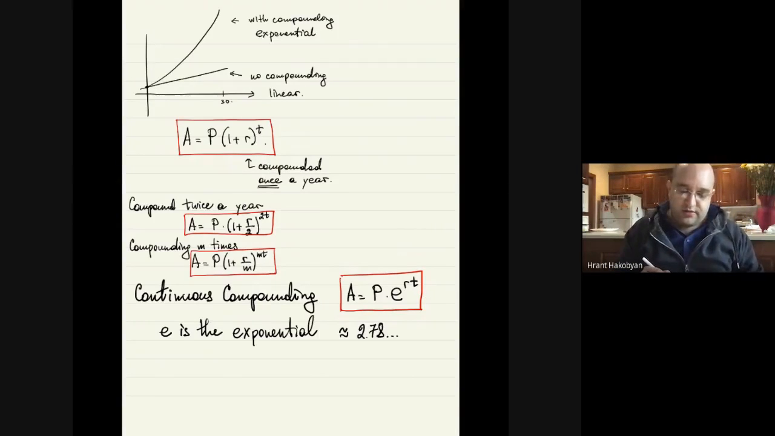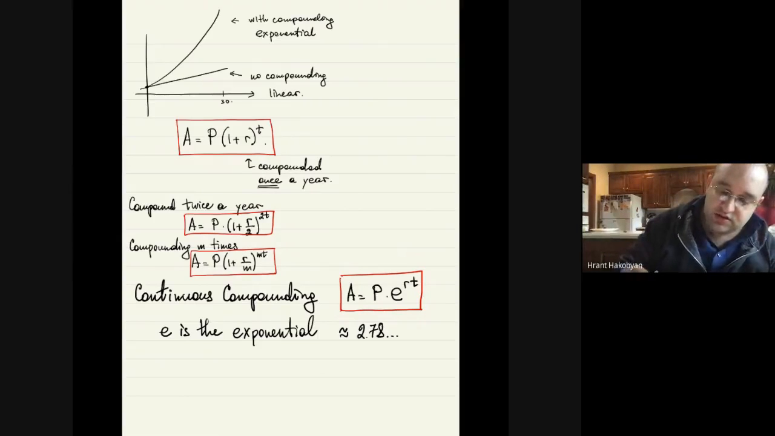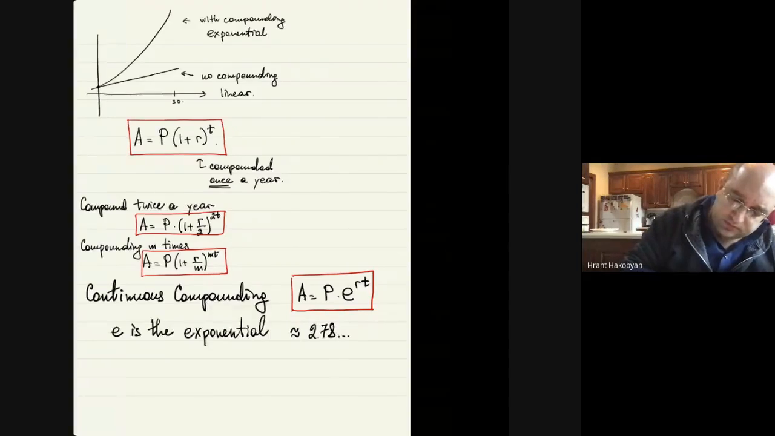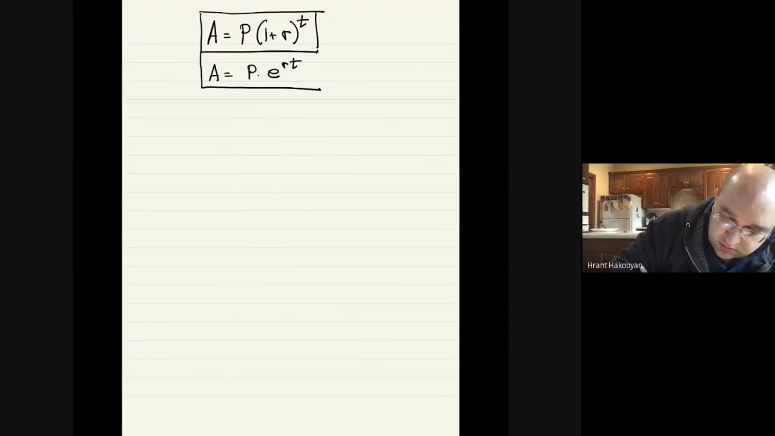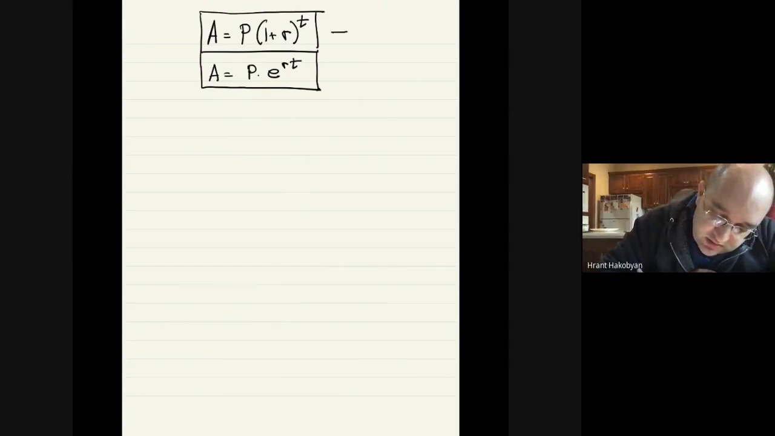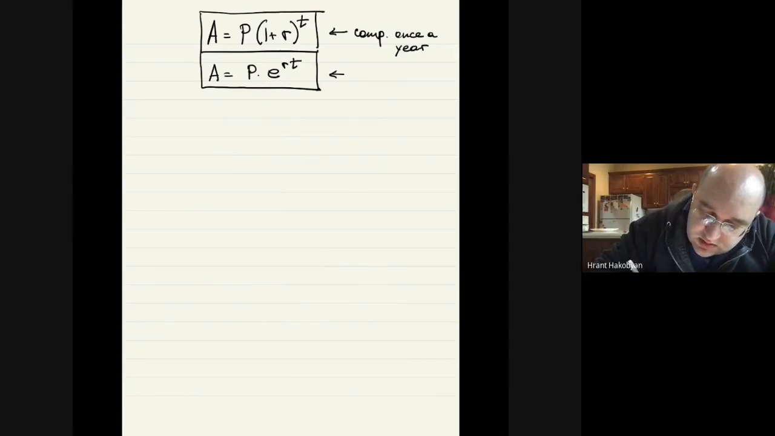Okay, so now let's do some problems. I'm going to write these formulas again and do some problems. So we have these two formulas. A is equal to P times (1 plus R) to power T, and A is equal to P times E to power RT. So these are both formulas for compound interest, but in this case here, this is compounded once a year, and this one is compounded continuously.